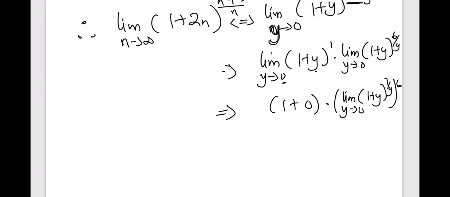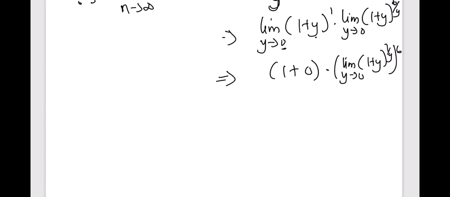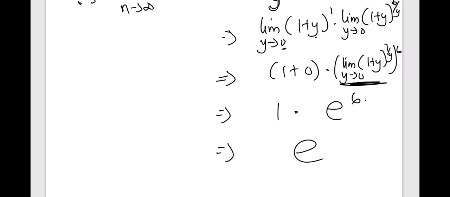I think we can do this. Yeah, we can do this. So this will imply that we have 1 times this one is e, the whole of this is e, so that's e to the power 6. Therefore we have e^6.